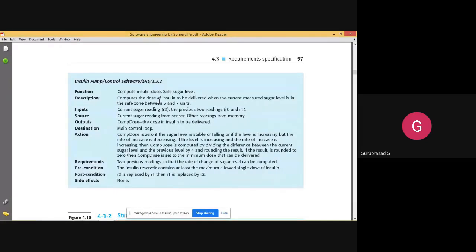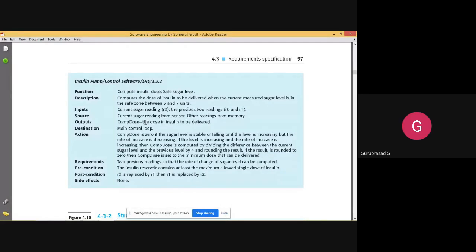A description of the function being specified, a description of the inputs, a description of the outputs. You see here inputs, what is the source, outputs, what is the destination, and what is the action to be taken. Then precondition and post condition. What is a precondition here? What has to be true before the function is called. Post condition is what is to be true after the function is called. So this is what we call a structured natural language specification.